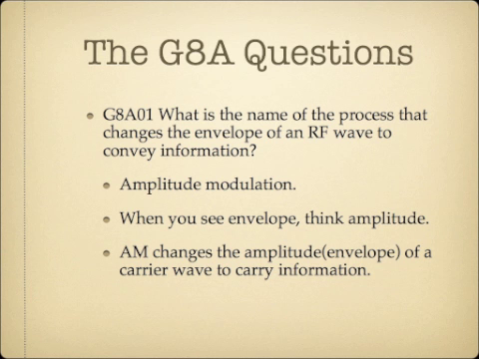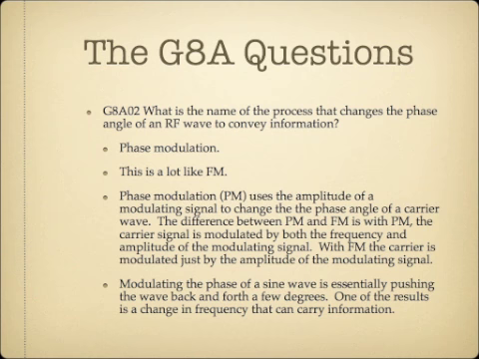What is the name of the process that changes the phase angle of an RF wave to convey information? And when you're talking phase angles, you're talking phase modulation. Phase modulation and frequency modulation are very similar in at least the way their waveform appears. Phase modulation uses the amplitude and frequency of a modulating signal to change the phase angle of a carrier wave.